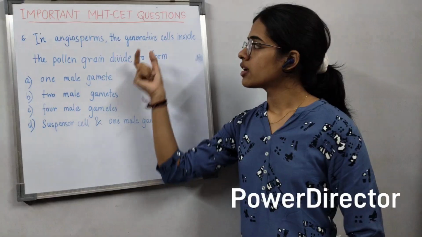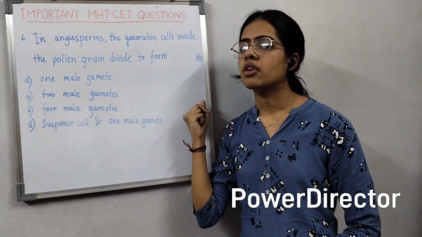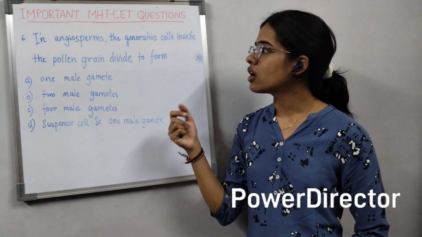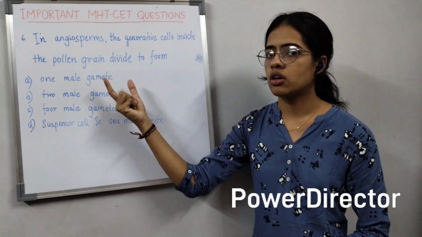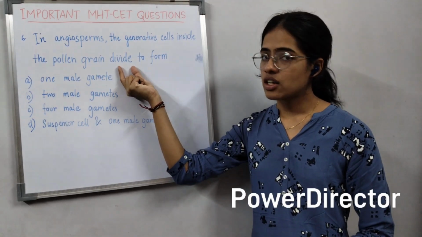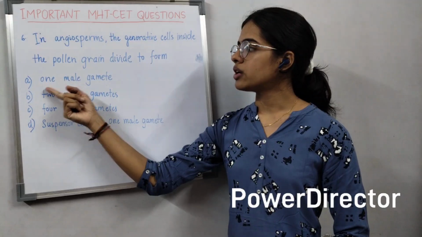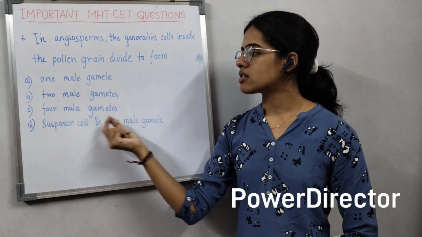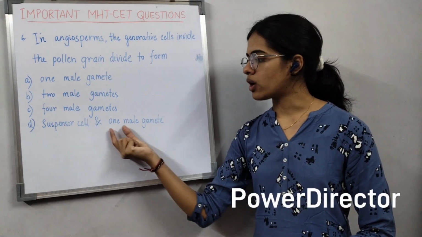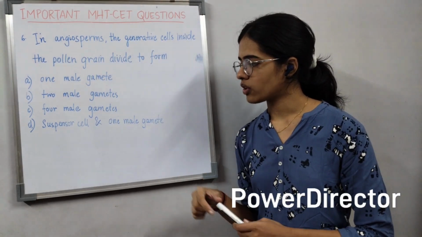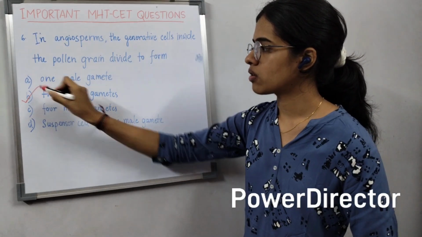In angiosperms, the generative cell inside the pollen grain divides to form. Okay, that is asking about the generative cell inside a pollen grain, inside a mature male gametophyte. It divides to form how many number of gametes? Options are one male gamete, two male gametes, four male gametes, and the fourth option is a suspensor cell and one male gamete. So the correct option is option B.